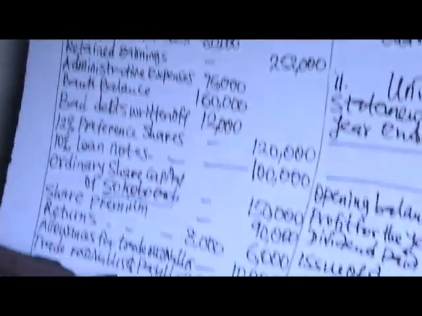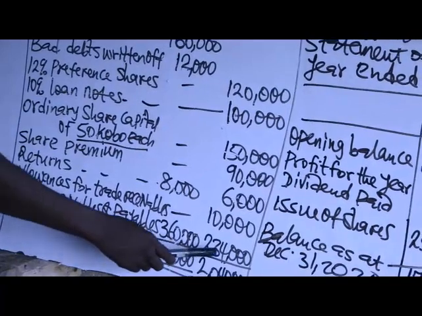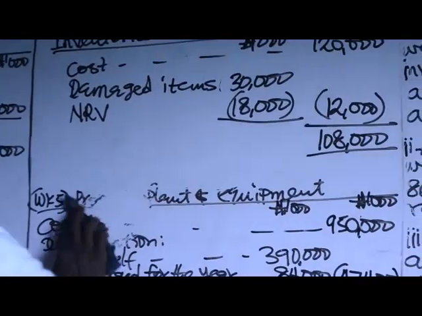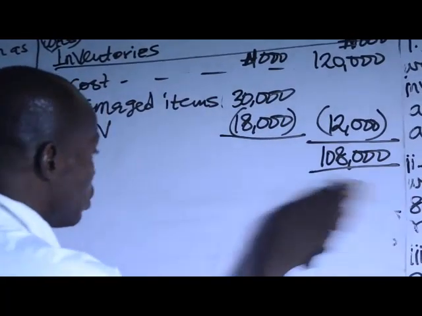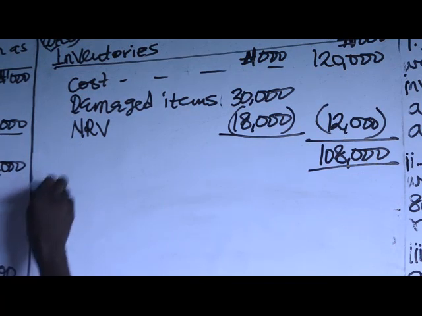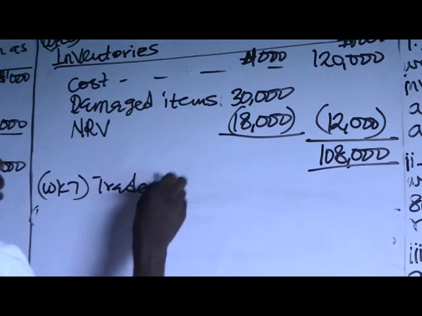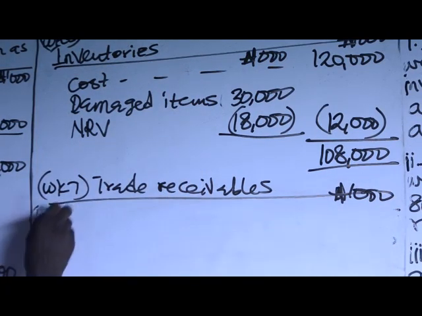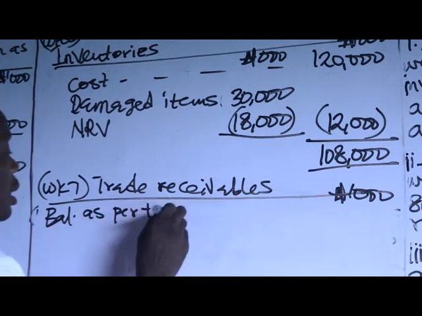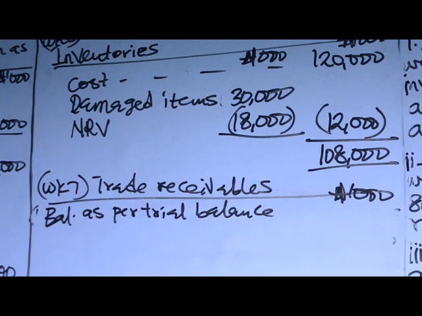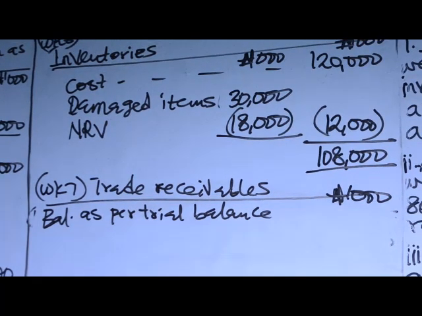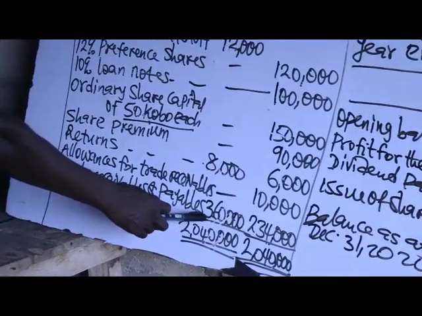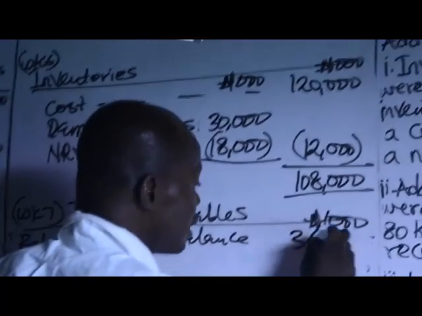You have trade receivables and payables of 360,000 and 234,000 respectively. The 360,000 is our trade receivables. Remember, we are going to deduct the allowances for trade receivables from our trade receivables. Note, working 7. So trade receivables: the balance as per trial balance is 360,000. That is the balance of trade receivables.